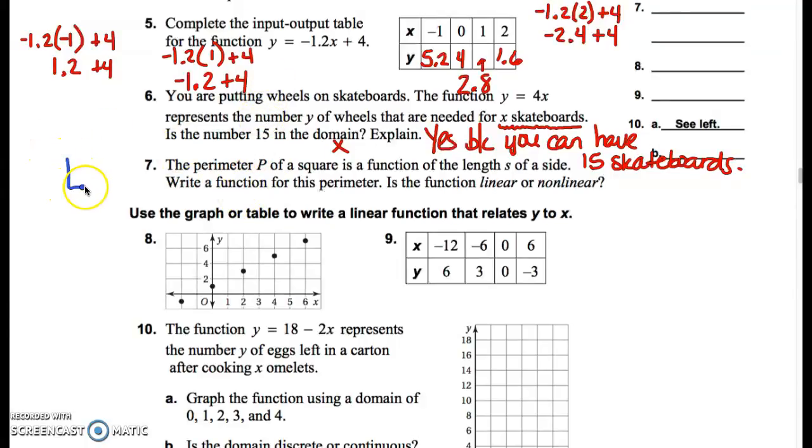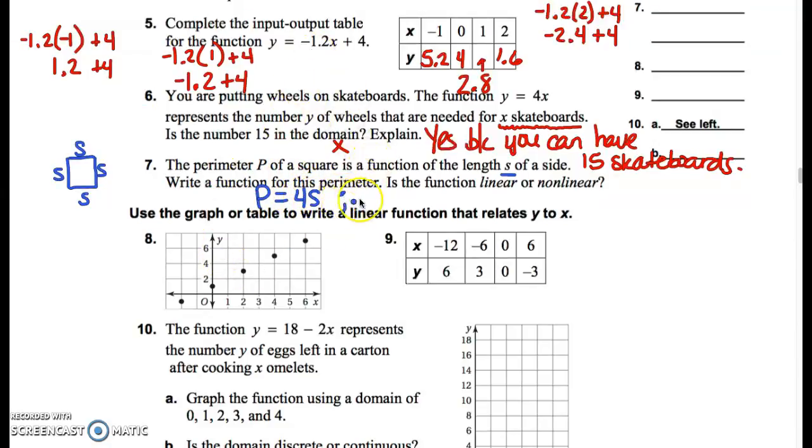So here's your square. They tell you all of the sides are s. So to find the perimeter, you just add all of those together. So perimeter equals s plus s plus s plus s, or that would just be 4s.